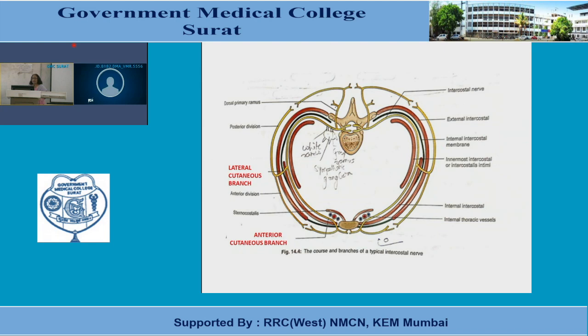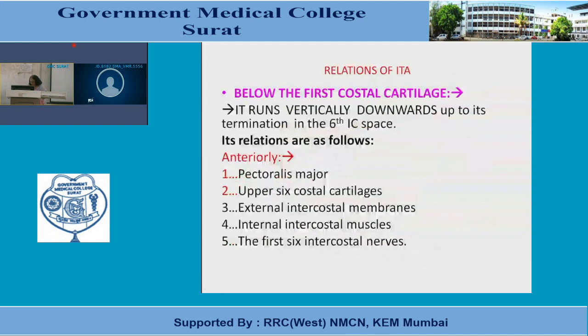So here you can see the structures: the pectoralis major muscle, then the internal intercostal muscle and the anterior cutaneous branch of the intercostal nerve. Now here you can see the first 6 intercostal nerves, right?